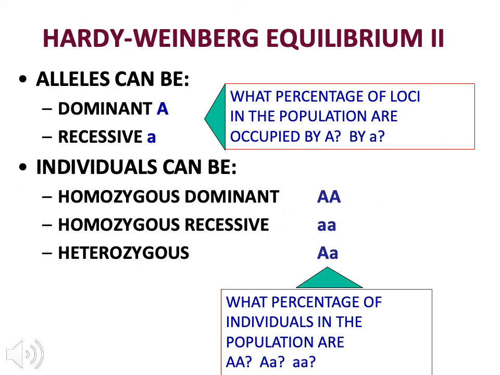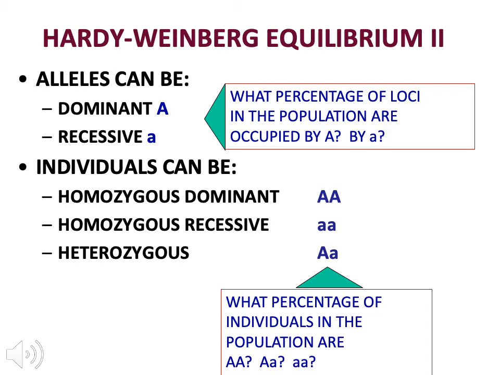The details of the Hardy-Weinberg are going to cause us to have to go back and review some things that we know from a previous presentation, maybe long ago and far away, where we learned about alleles and we learned about genetics. So here is our review. Alleles can be dominant, uppercase A, or they can be recessive, lowercase a. I could ask the question, what percentage of loci or gene locations in the population are occupied by the dominant allele or the recessive allele? At that point in time, how many big A's are there and how many little a's are there?